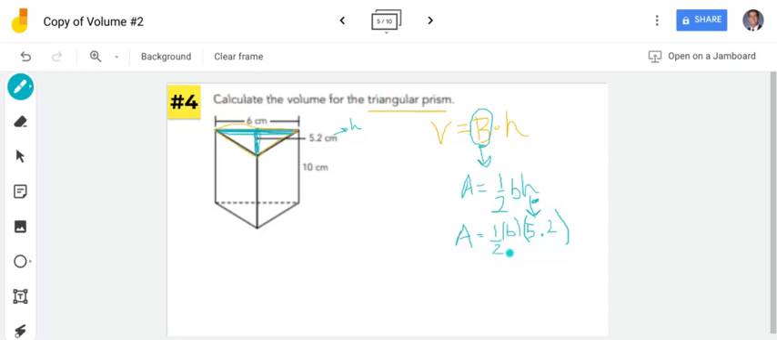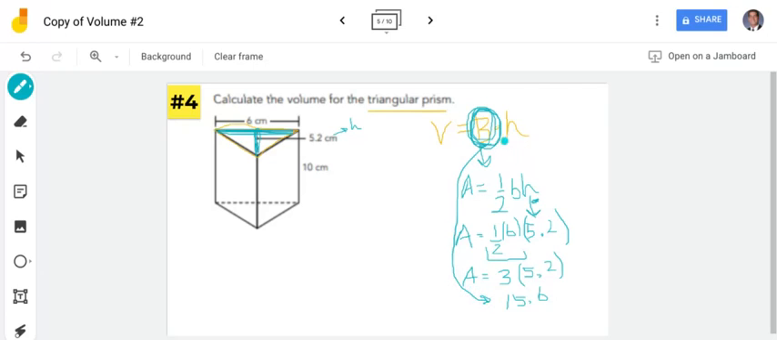Okay, so what if I take 1/2 of 6? 1/2 of 6 is 3. Then I'm going to multiply by 5.2. So what's 3 times 5.2? 3 times 5.2, that's going to be 15.6, right? So I have B now. Area of base is this, 15.6.